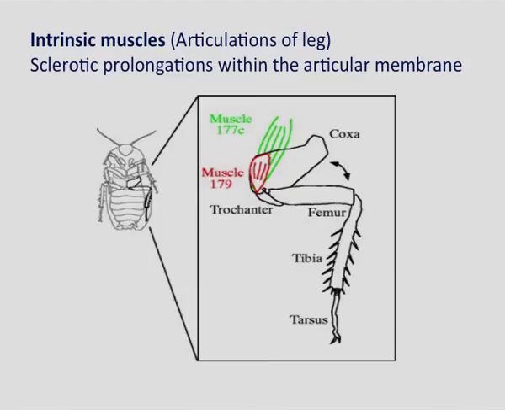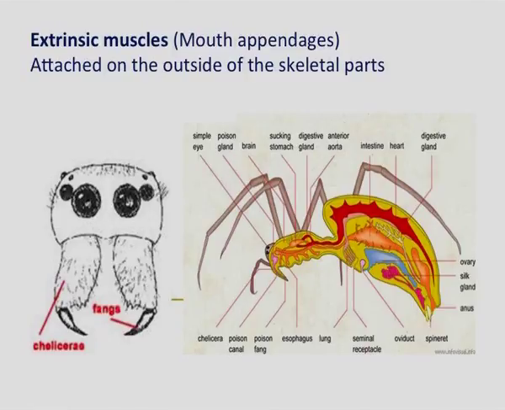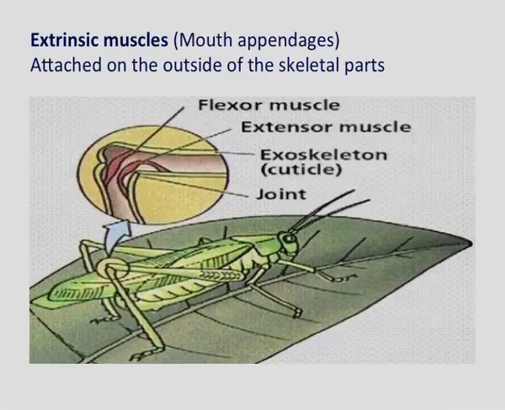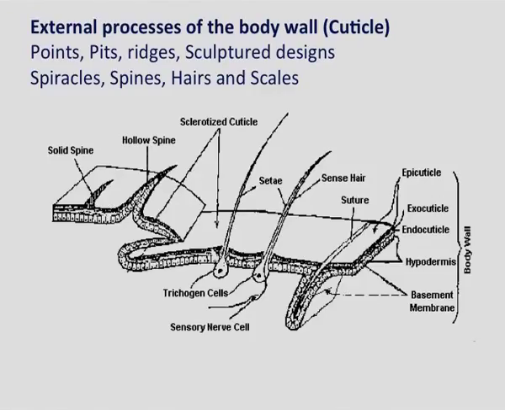There are two types of muscle attachment with the articulation, that is intrinsic and extrinsic muscles. Intrinsic muscles are sclerotic prolongations within the articular membrane and extrinsic muscles are attached on the outside of the skeletal parts. The mouth appendages articulate with the cranium by extrinsic muscles and the articulation of the leg is by intrinsic muscles. So, the next is the external process of the body wall.